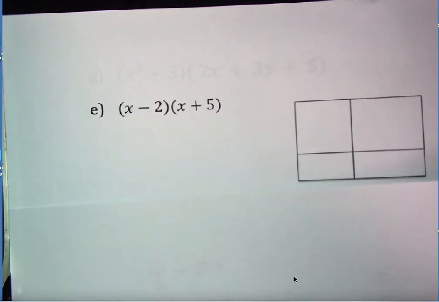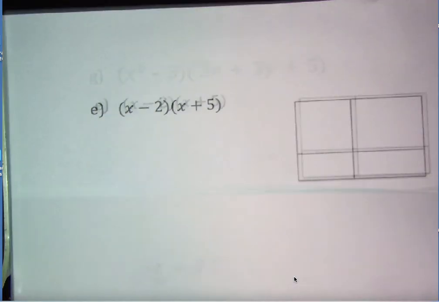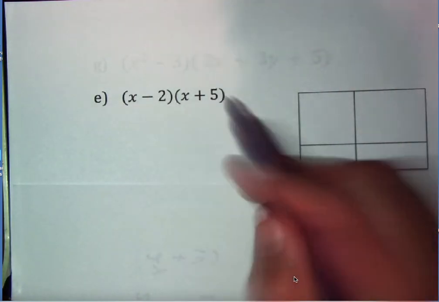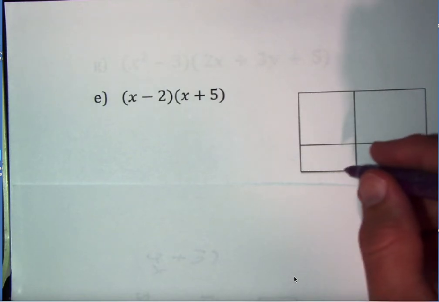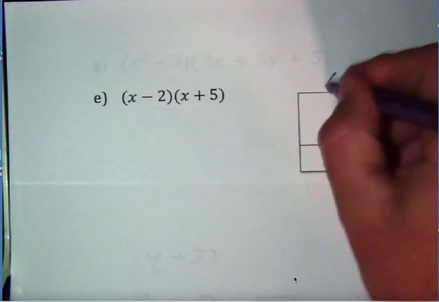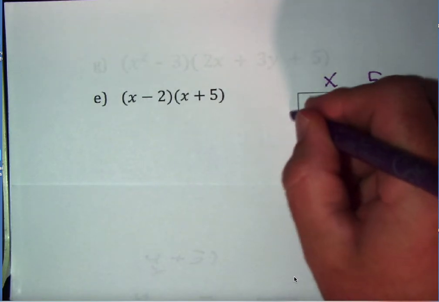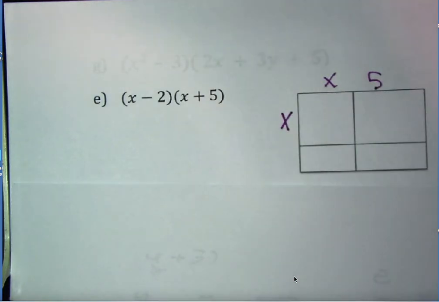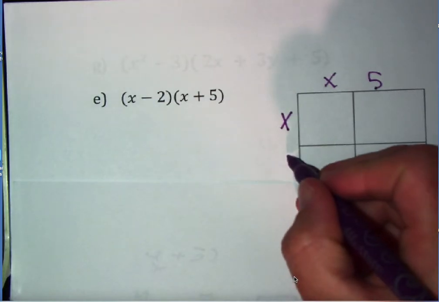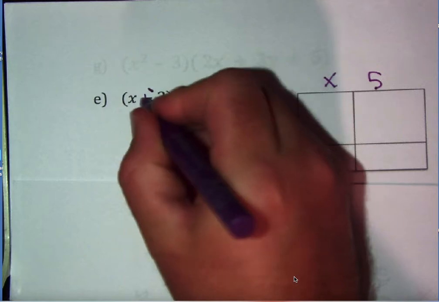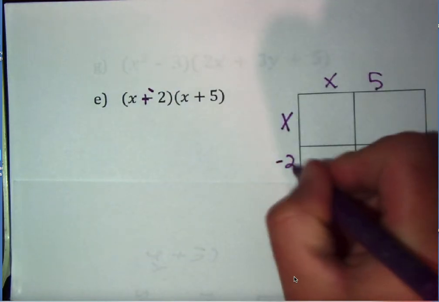Okay, sorry about the interruptions. So now we have one with subtraction, but the cool thing is it works the same way. X plus 5, so we'll put an X and a 5 here. X minus 2. Should I just put a 2 here? Right, not just a 2, because this is really like a negative 2. So we're going to put a negative 2.